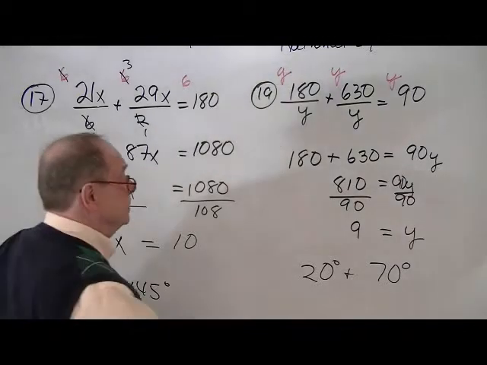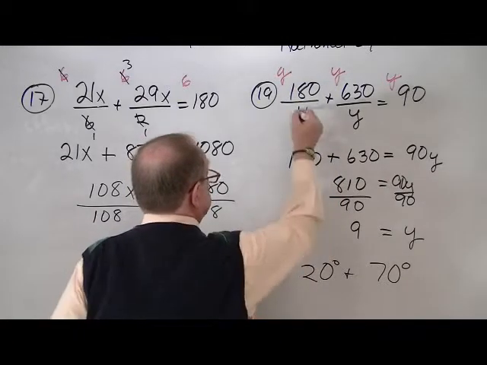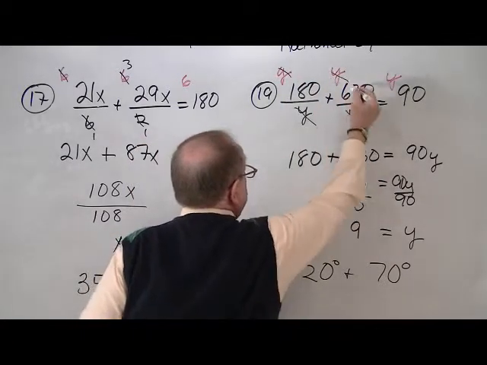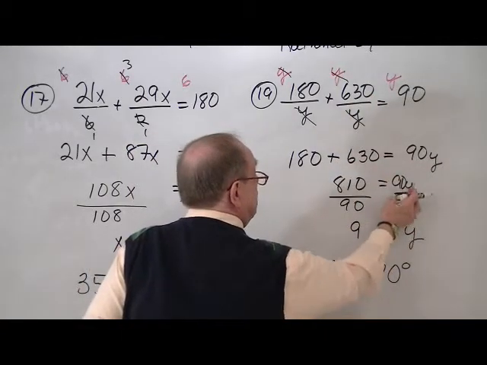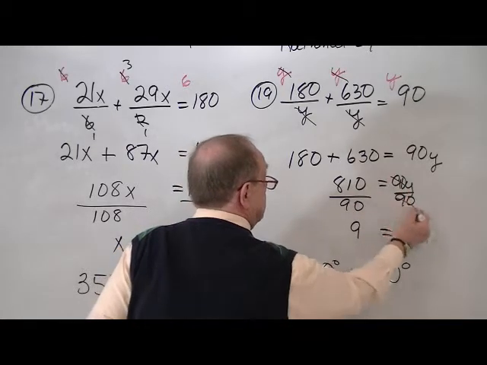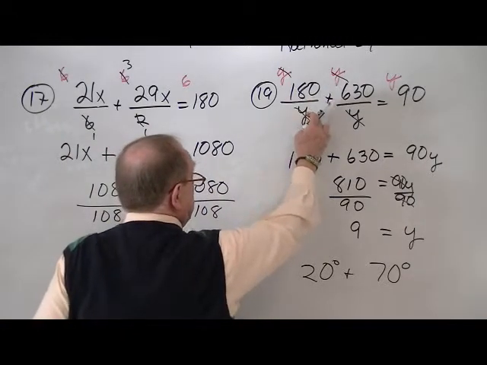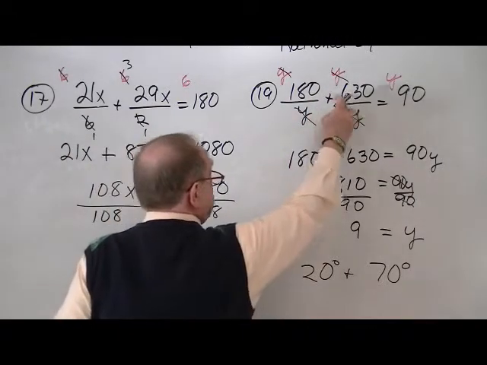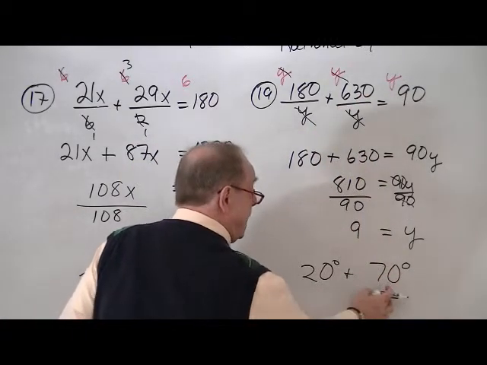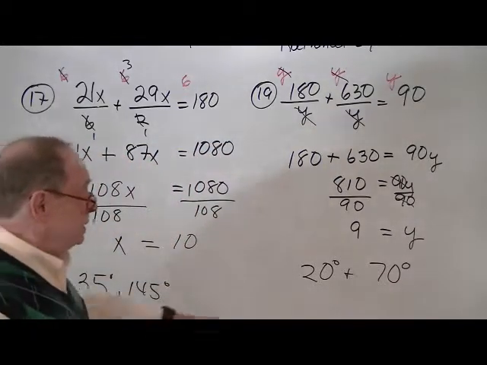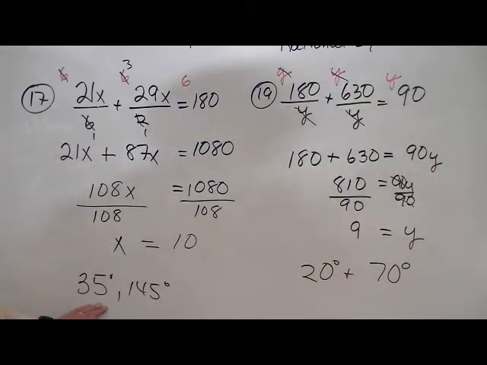And then the same thing on the other side. You're going to multiply each term by y. The y's cancel out here. So I add these two together, equals 90y. Divide both sides by 90. I get y equals 9. And then I divided 180 by 9 and got 20. 630 by 9 and got 70. And again, these add up to the 90. So these angles are complementary. These angles are supplementary.